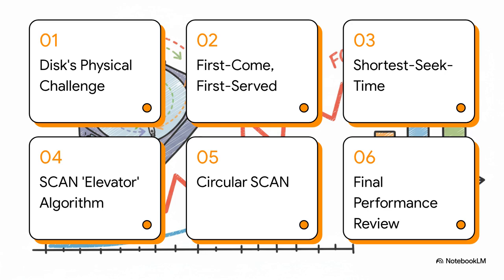So here's our game plan. We're going to run a few different strategies through what I'm calling the algorithm gauntlet. First, we'll break down the physical problem itself. Then we'll test out 4 very different approaches one by one. And at the end, we'll see who the real champion is in our final performance review.